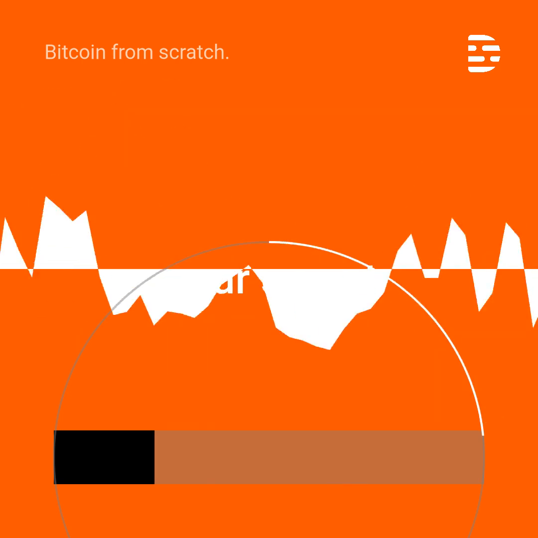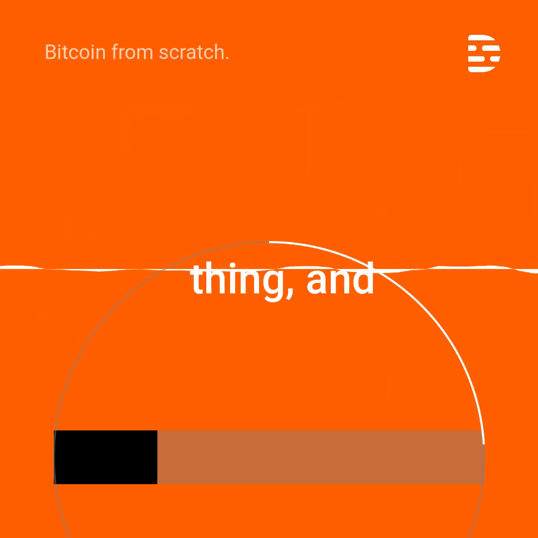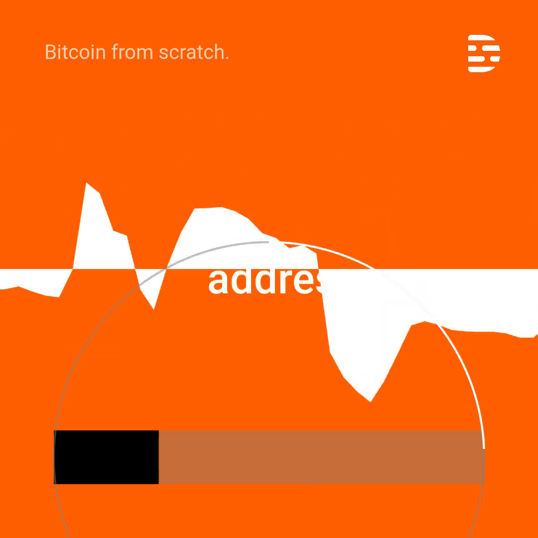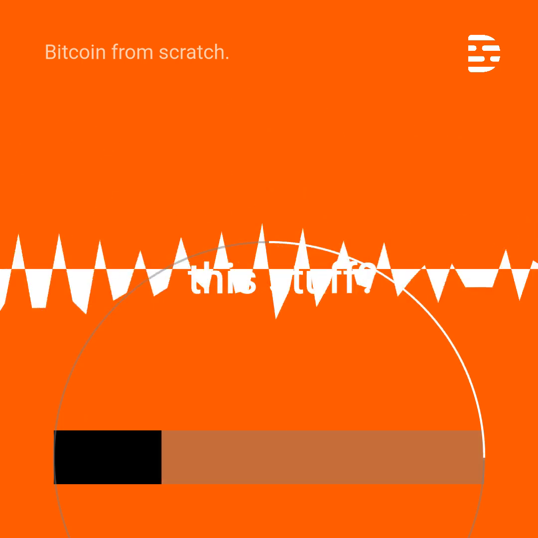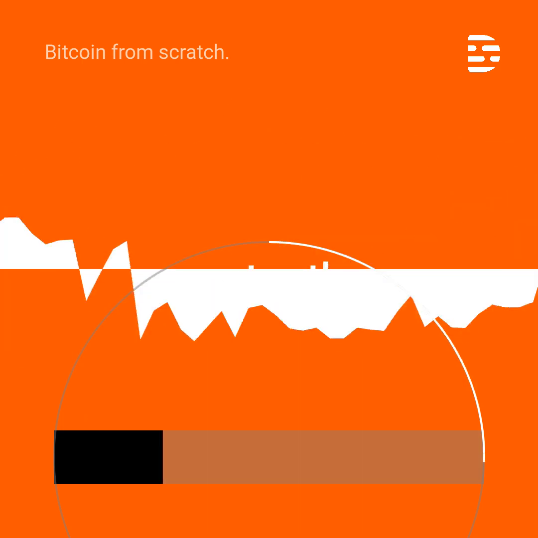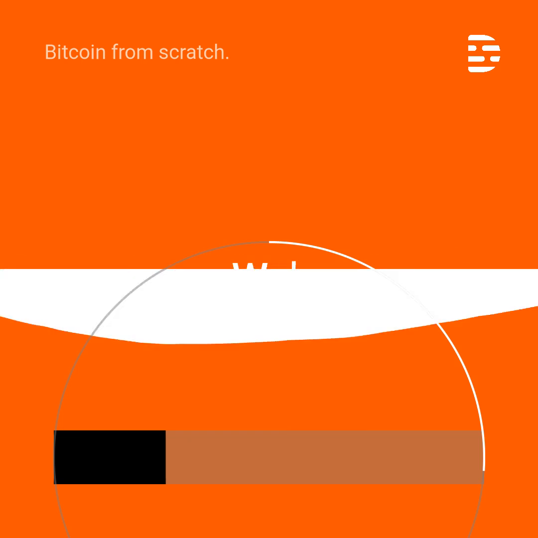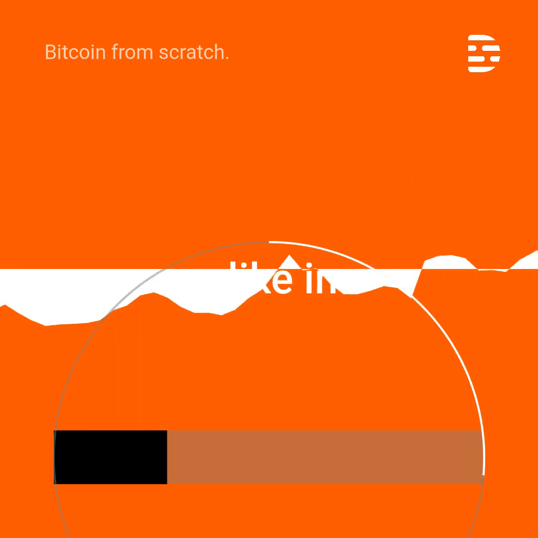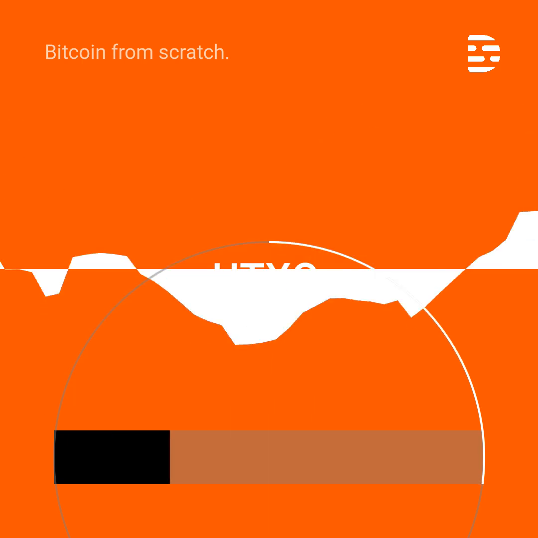Okay, so we've got our secret key under wraps, our public key is out there doing its thing, and we've got a Bitcoin address to receive Bitcoin with. But how do we actually send and receive this stuff? Well, that's where Bitcoin transactions enter the picture. And here's where things get even cooler. We're not really dealing with accounts like in traditional finance. Instead, we've got these things called UTXOs.